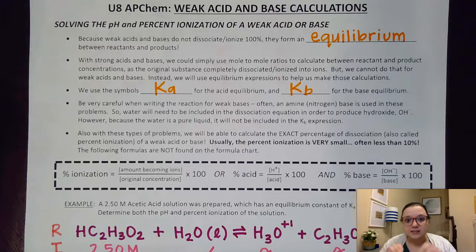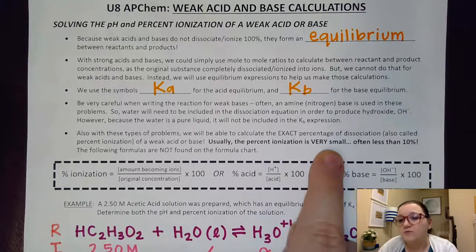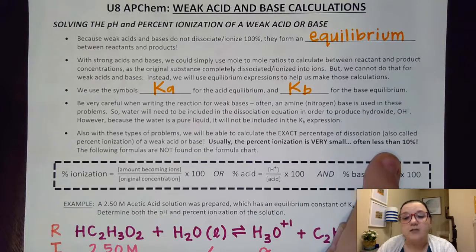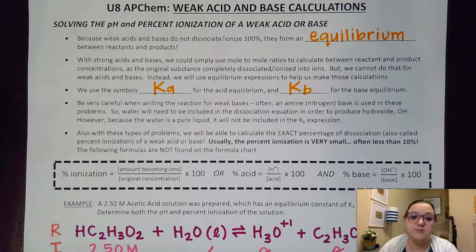One of the other things we're able to do with these is calculate the exact percent ionization of our substance. We know it's going to be less than 100%, but we can calculate how much less. Usually for weak acids and bases, the percent ionization is very small, often less than 10% of it actually splits apart into ions. Most of it stays as the original acid or base substance.